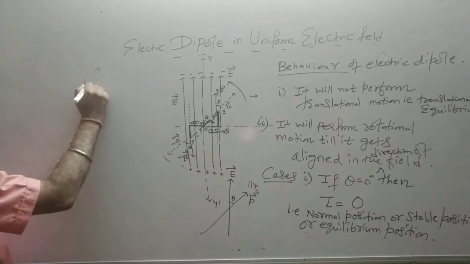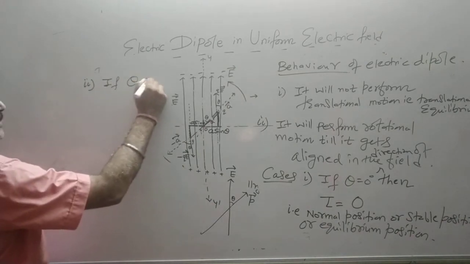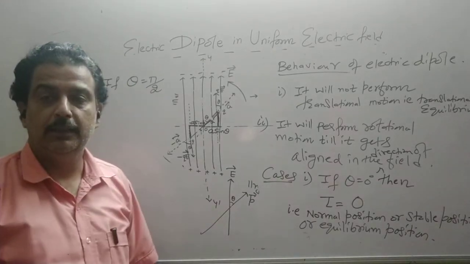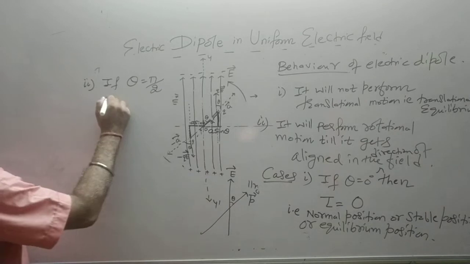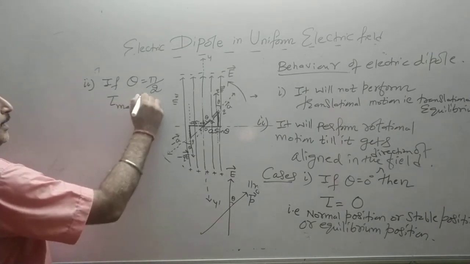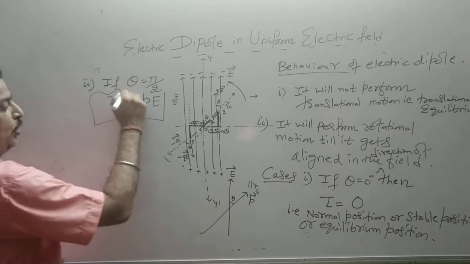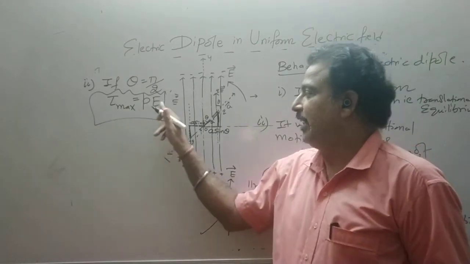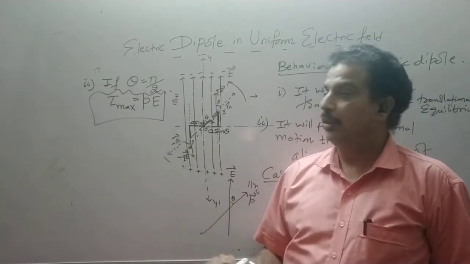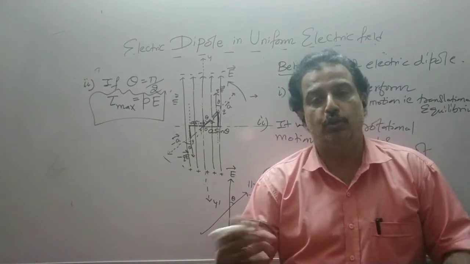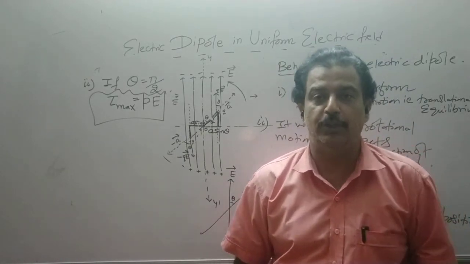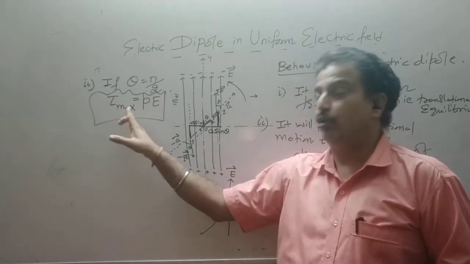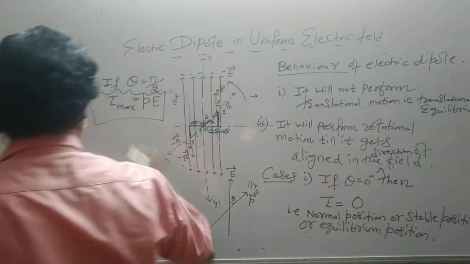Second case, if theta is equal to pi by 2 radian or 90 degree, so sin 90 is 1. In this case, and it is also the maximum value, the torque acting will be maximum. So maximum torque acting on the dipole formula is simply P multiplied by E. So if E is given, P is given, or Q and distance is given, so P can be written as Q into distance, then you don't need theta if they ask you to find out the maximum torque acting on the dipole. So this is the maximum torque.